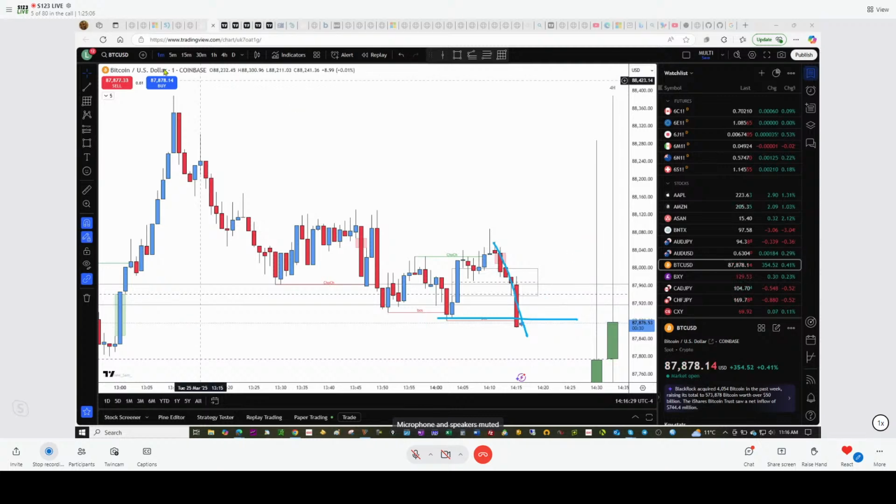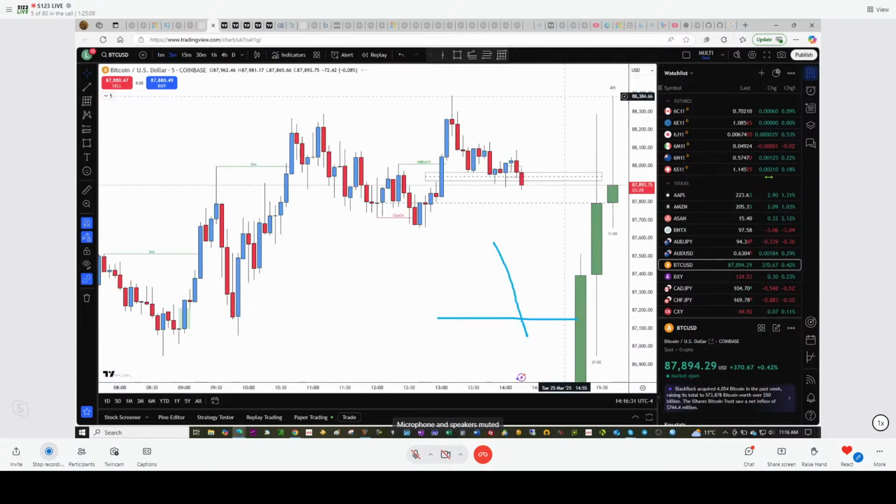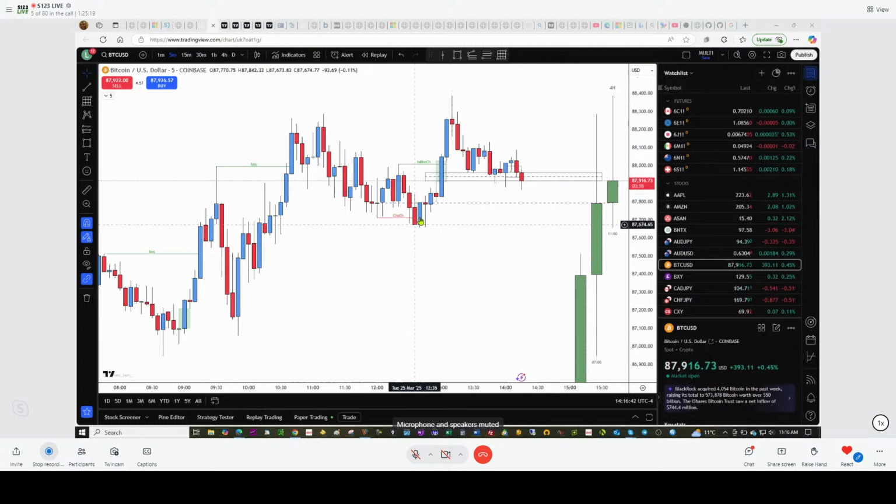So let's go to the 5-minute again. All right. So they've chopped through that gap now. So interesting that they've gone through that gap. There's nothing else left to hold them up. So the structure has to hold here. We've got 1, 2, 3, 4. We should still be pushing back to the upside.